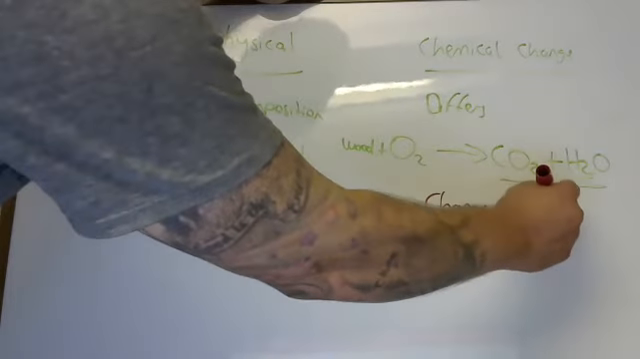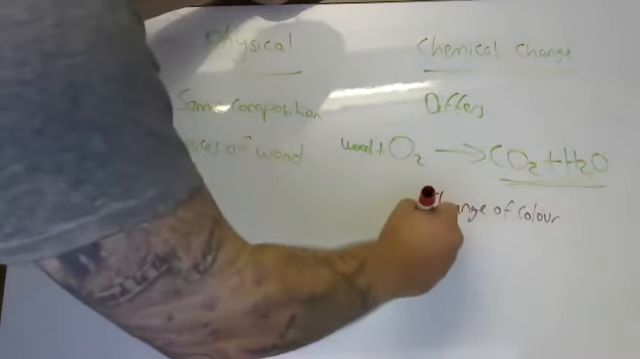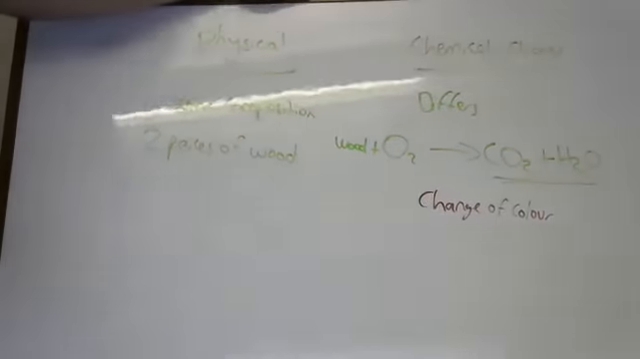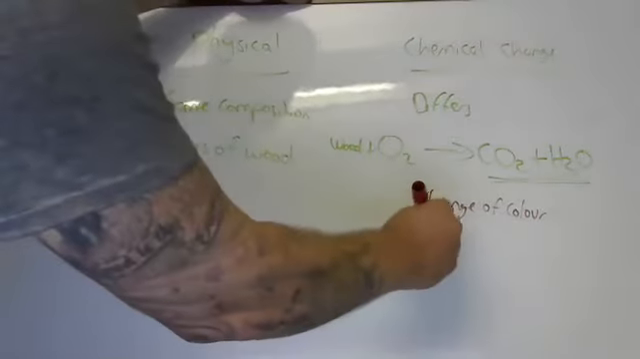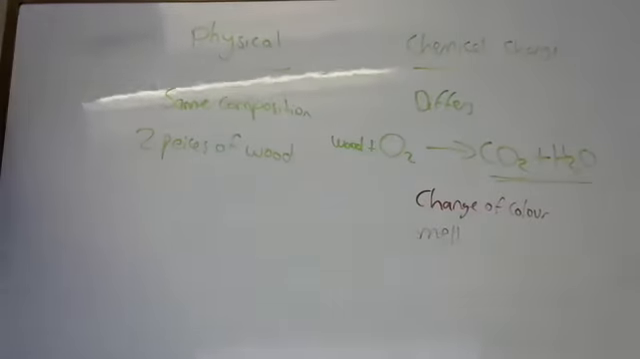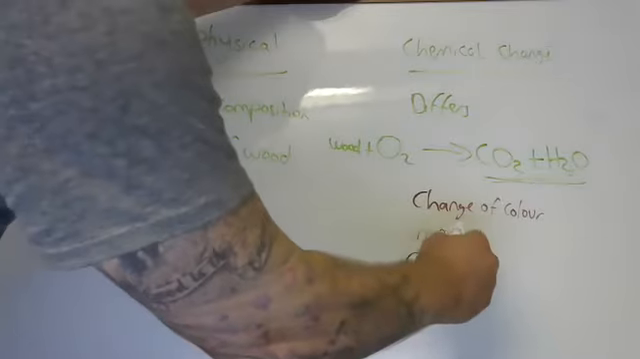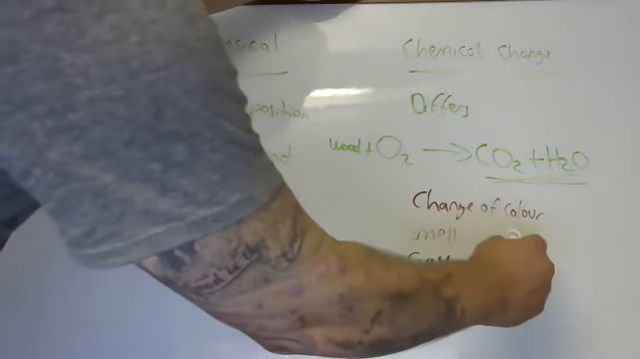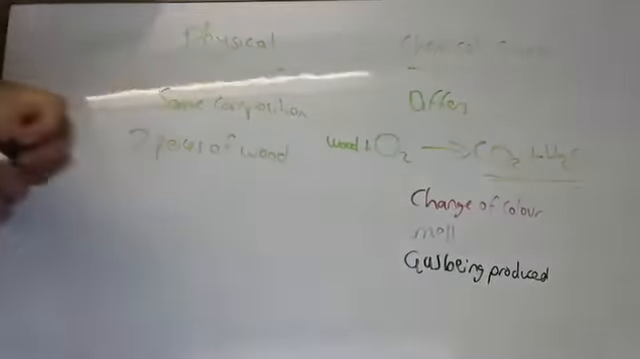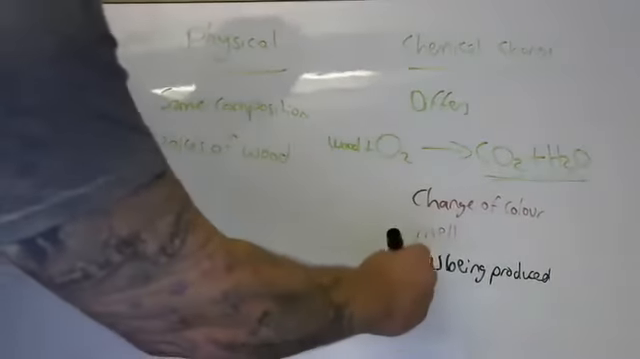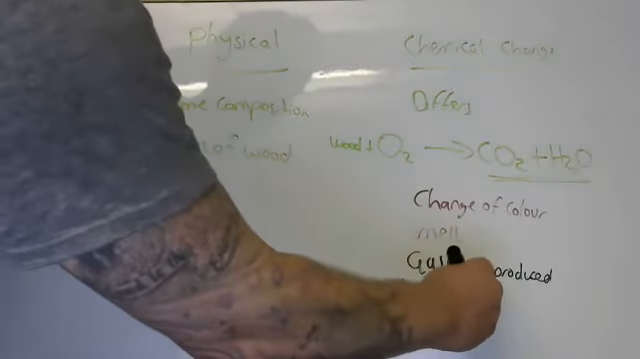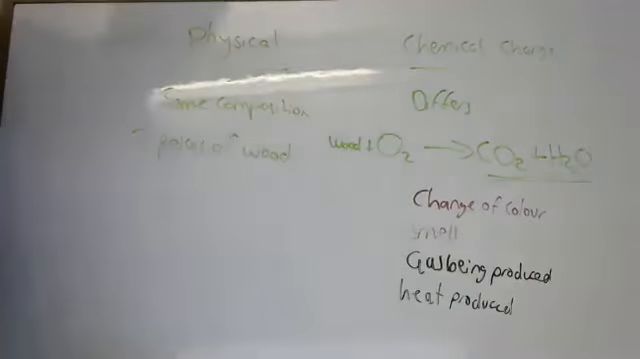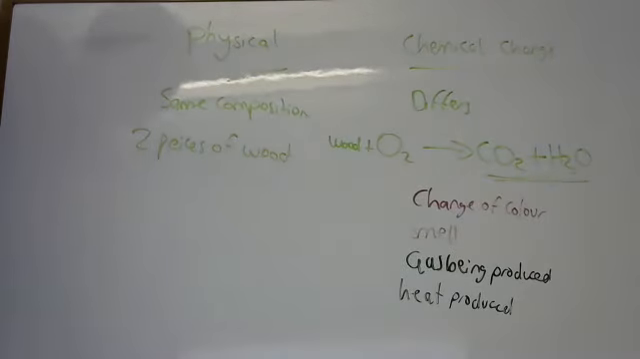You get change of color. So the signs: change of color, this pen is dead as well, excellent. Smell. You get gas being produced. The black one actually working better than before. You get heat produced. So that's the difference between a physical and a chemical change, a physical and chemical reaction.